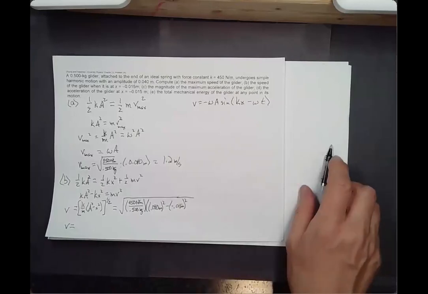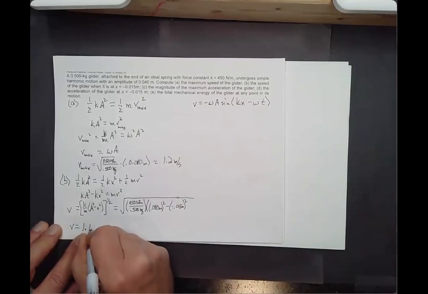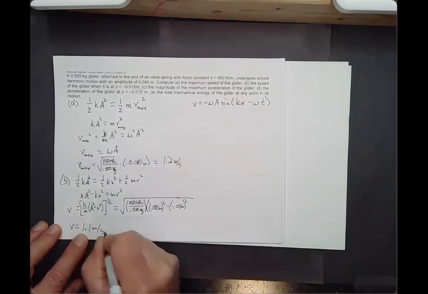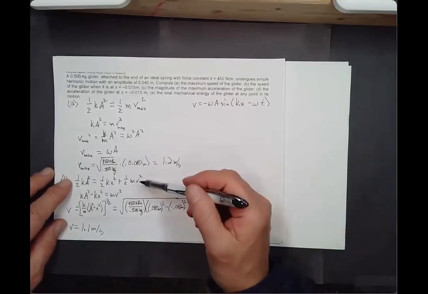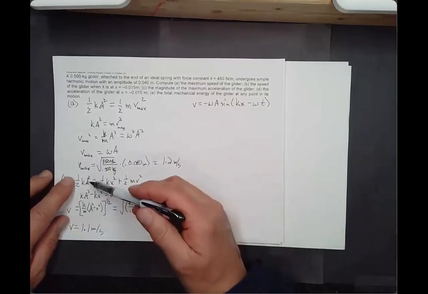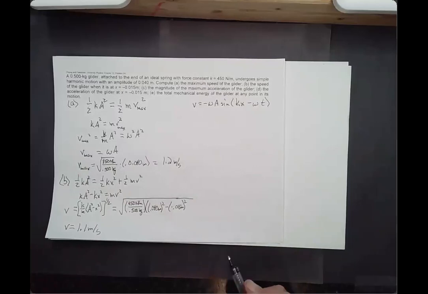Okay, anyway, I get 1.1 meters per second for that. But the key part was how I did it. I used conservation of energy. The total energy will equal the sum of the potential and kinetic at any given time.